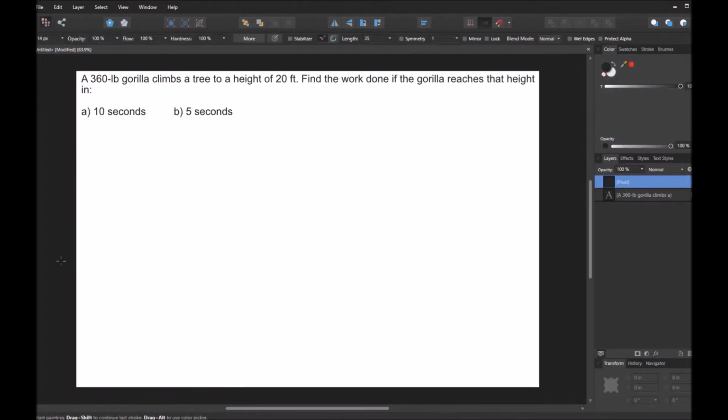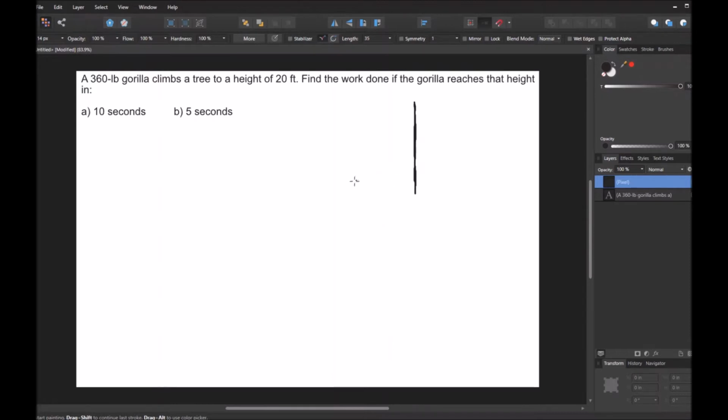In this first problem, we are told that a 360-pound gorilla climbs a tree to a height of 20 feet, and we're asked to find the work done if the gorilla reaches that height in A, 10 seconds, and B, 5 seconds. The first thing that might help is to just draw out what's going on. I'm going to draw a tree, which will just be represented by a line, and you can just imagine that that's the tree.